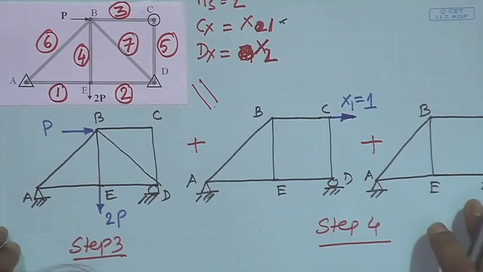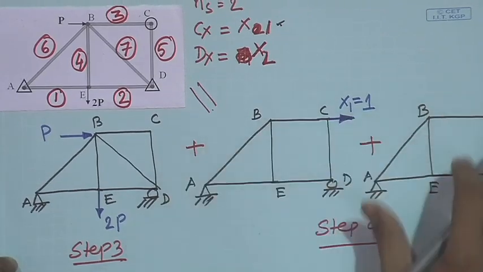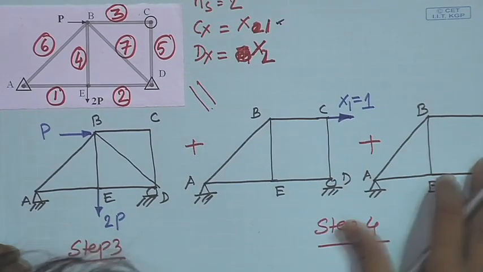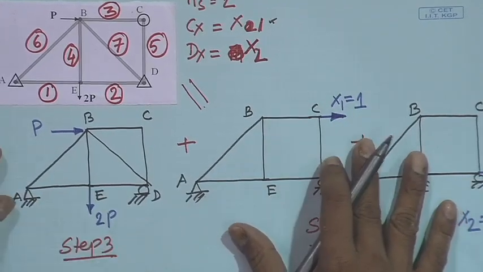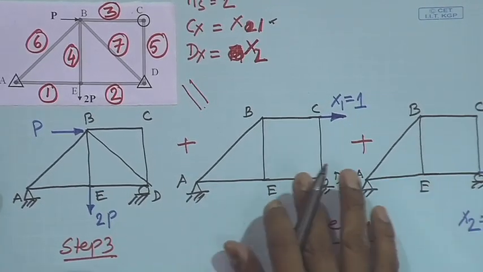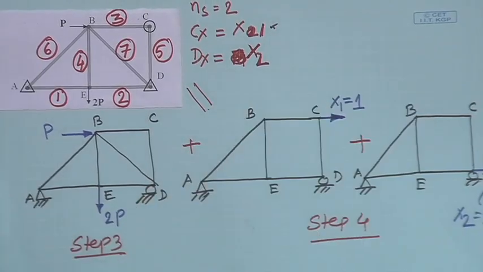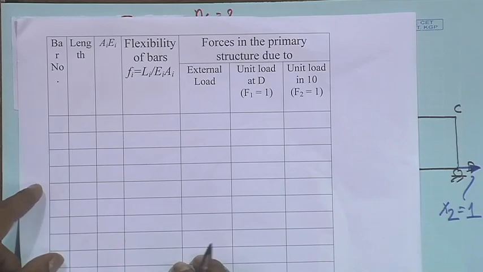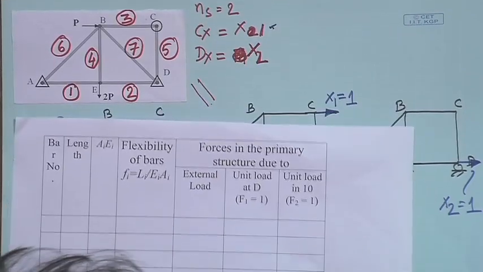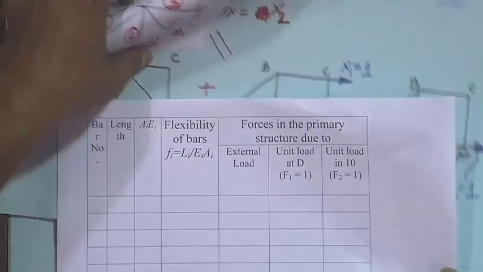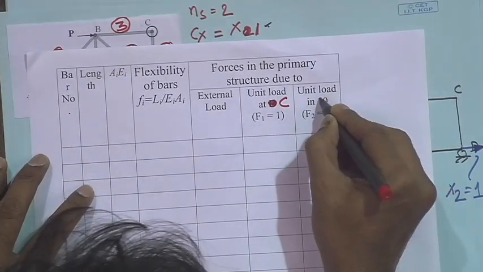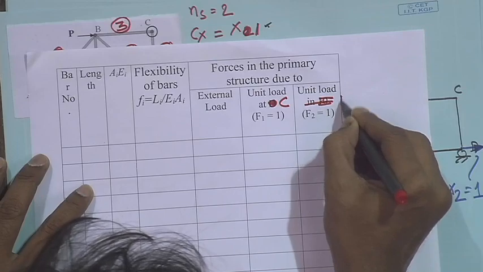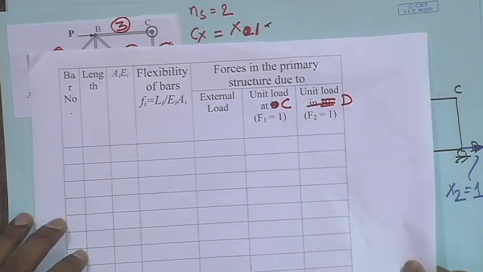Again, we know how to solve any statically determinate truss, so I am not solving this again in this class. I have this solution, and what I am going to do is write the solution in a tabular form. So, let us see, this is the tabular form. If this is a unit load at C and this is a unit load at D.